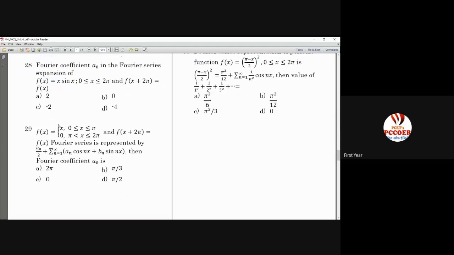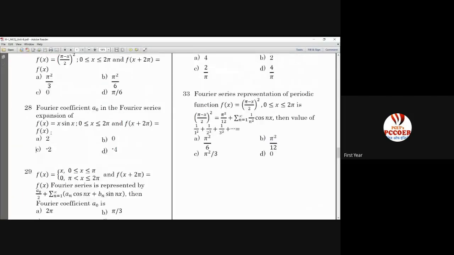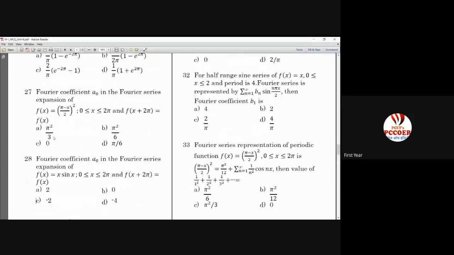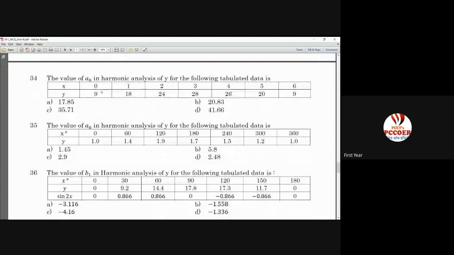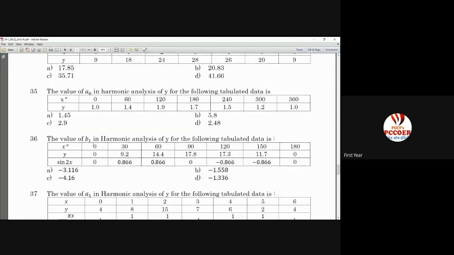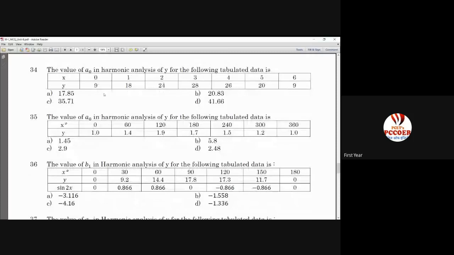30 seconds it takes to solve the question. So you keep your mind cool. Don't panic. All the questions that you have solved only will come. That's the most important thing. Now harmonic analysis, A naught one question, B1 one question, and A1 one question. Everybody will get. Okay. So how do we find A naught? Let's just revise that. A naught is summation 2 by m. Formula you have to revise.